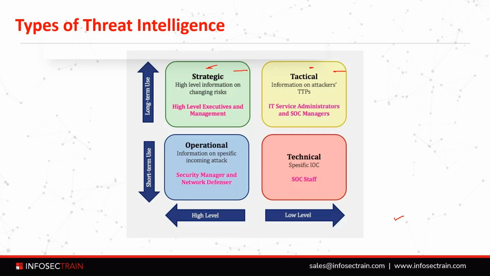Strategic is where we define the strategies. It is consumed by your C-level executives, or higher executives. It is all about what's happening in the global threat landscape and how we should plan for it. So the purpose is high level, long term, risk-centric intelligence. Your C-suite, your CISO, risk managers, board level decision makers consume this kind of intelligence, which is used for business decisions, budgeting, long term security strategies like that.